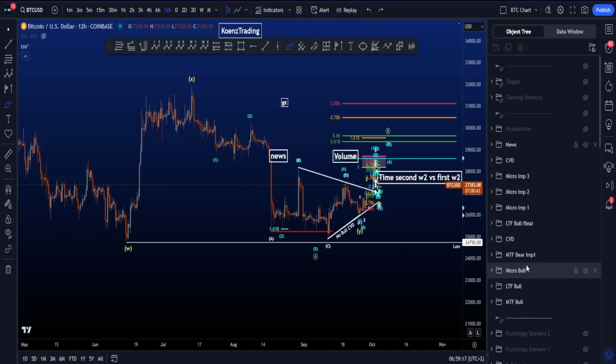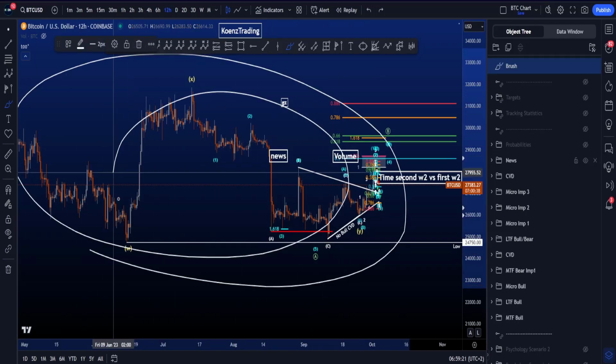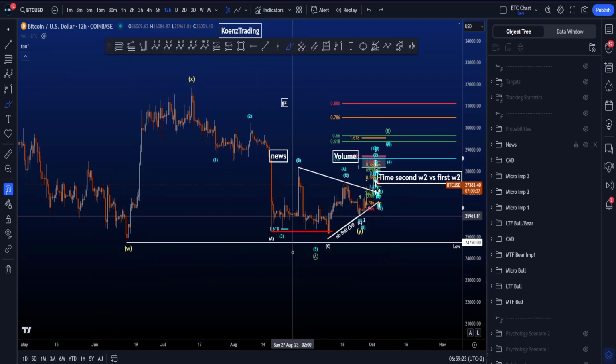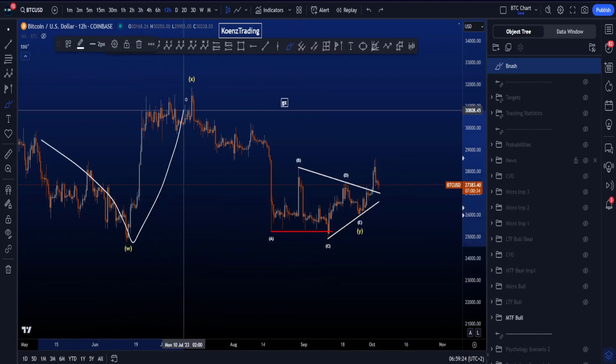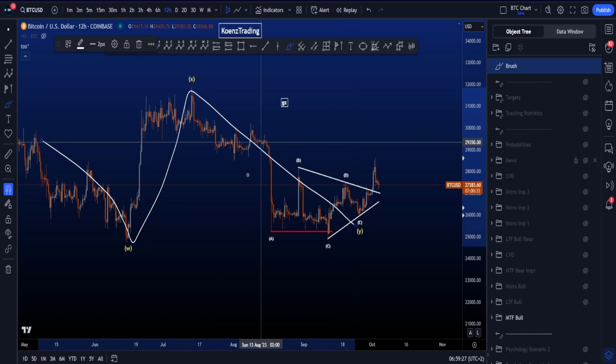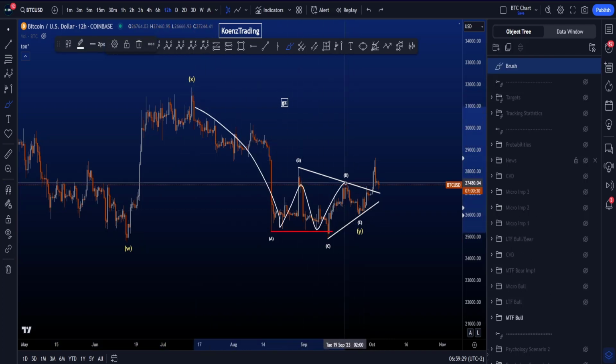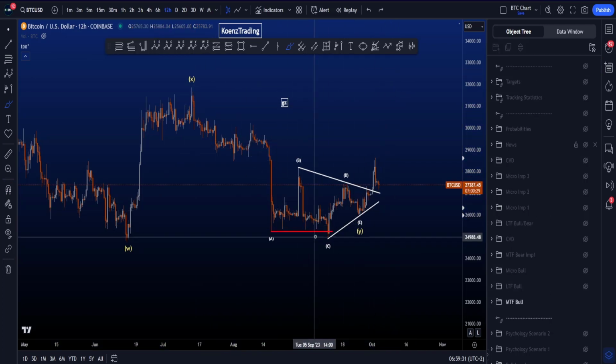Hi everyone, let's go over my medium time frame, low time frame and micro bullish and bearish Elliott Wave scenarios on Bitcoin. Starting with my medium time frame bullish scenario where we're looking for a WXY, where in Y we're looking for a triangle ABCDE for then new highs to come.